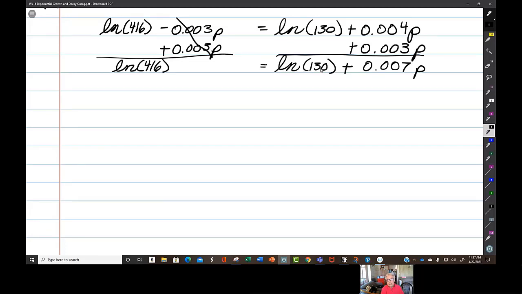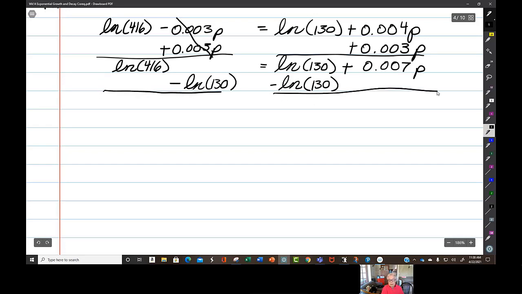I now move my ln of 130. I subtract it because it's positive. I subtract it from both sides of the equation. Well, I've got room over here. Minus ln of 130. Ln of 130 minus ln of 130 is 0. So I have 0.007p equals the ln of 416 minus the ln of 130.